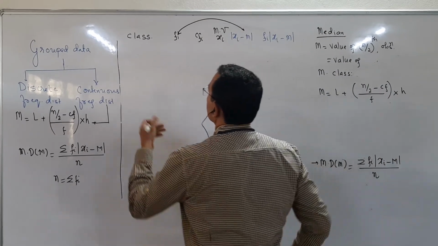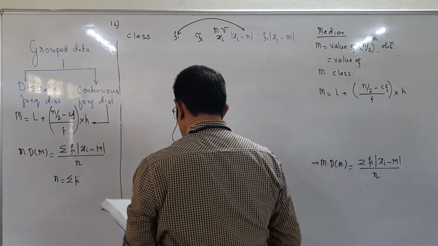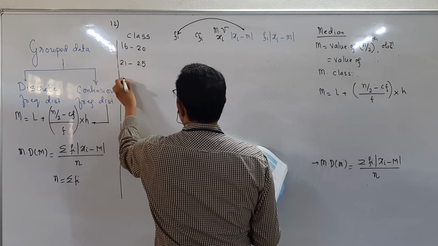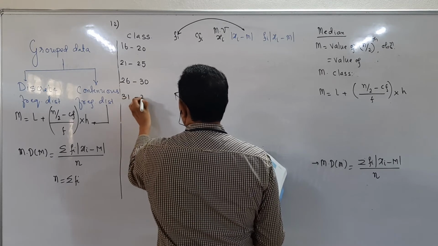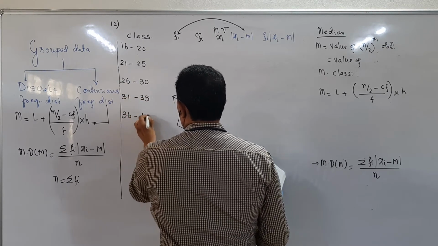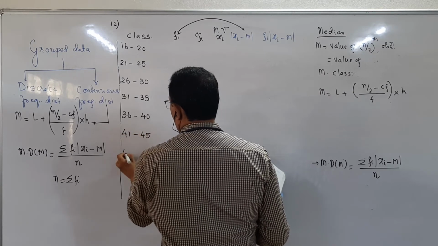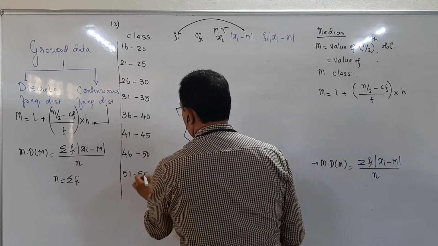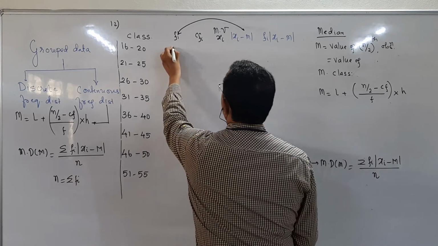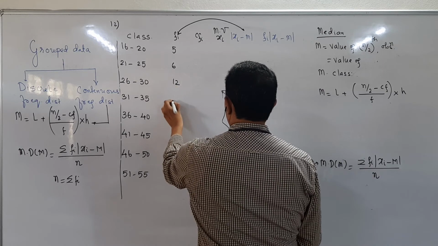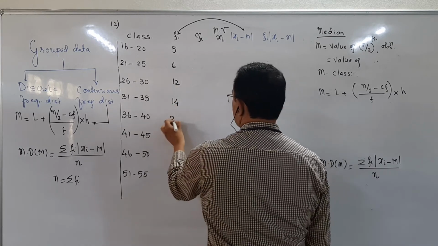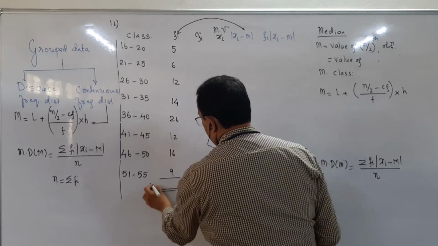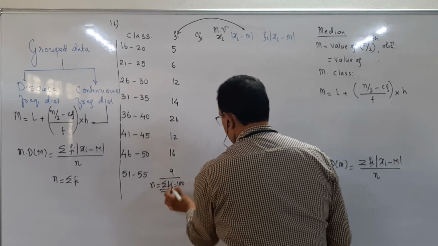Let us note down the classes, students. The classes are 16 to 20, 21 to 25, 26 to 30, 31 to 35, 36 to 40, 41 to 45, 46 to 50, and 51 to 55. Corresponding frequencies are 5, 6, 12, 14, 26, 12, 16, and 9. Total is already given in the question only. Number of persons is 100.